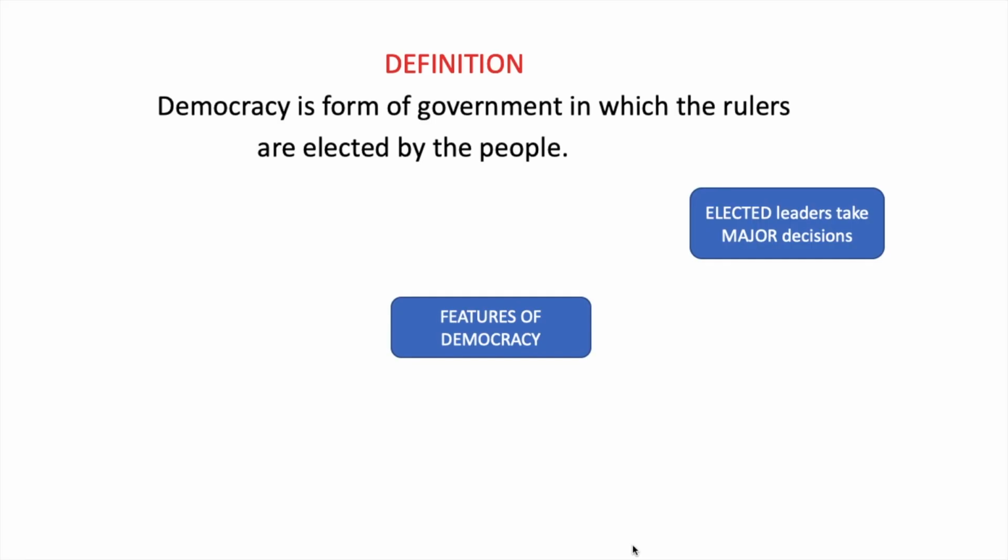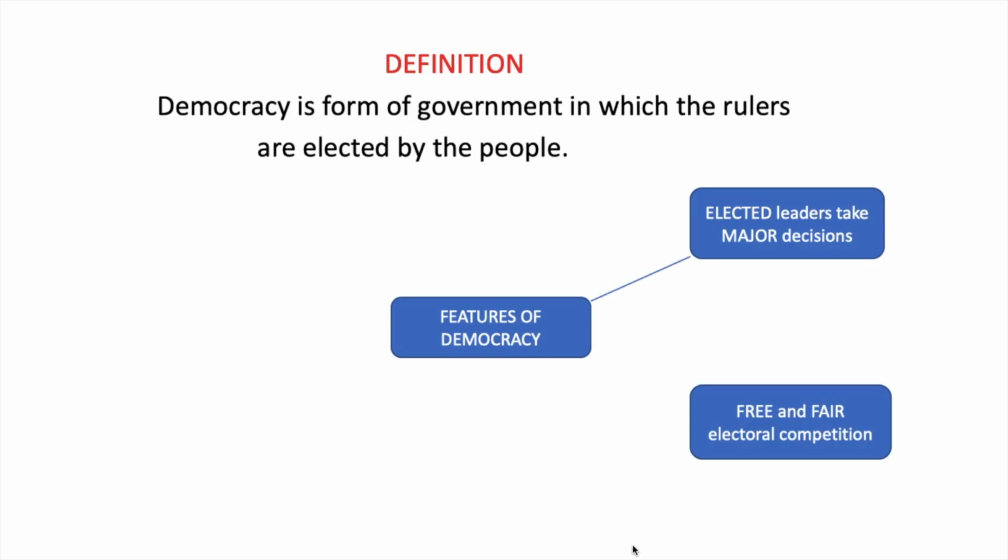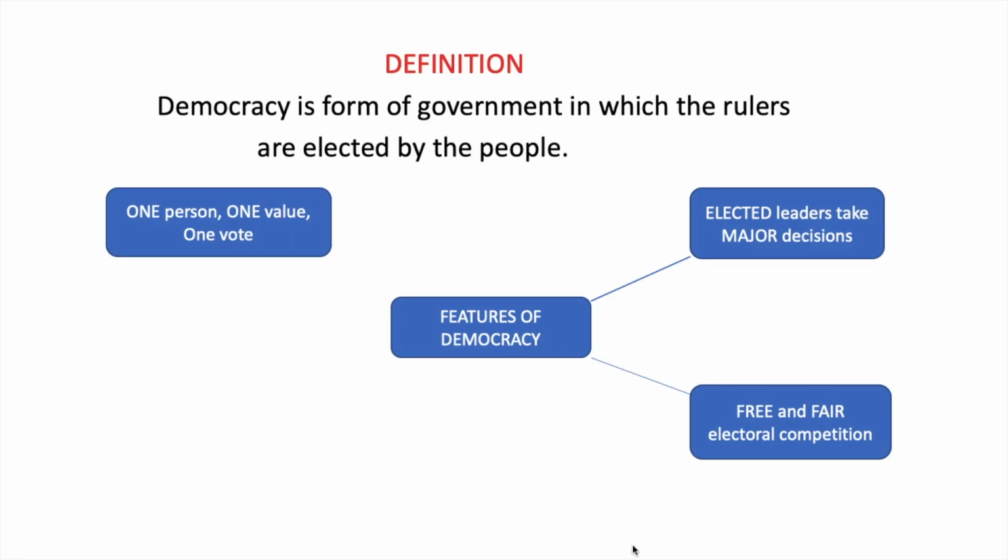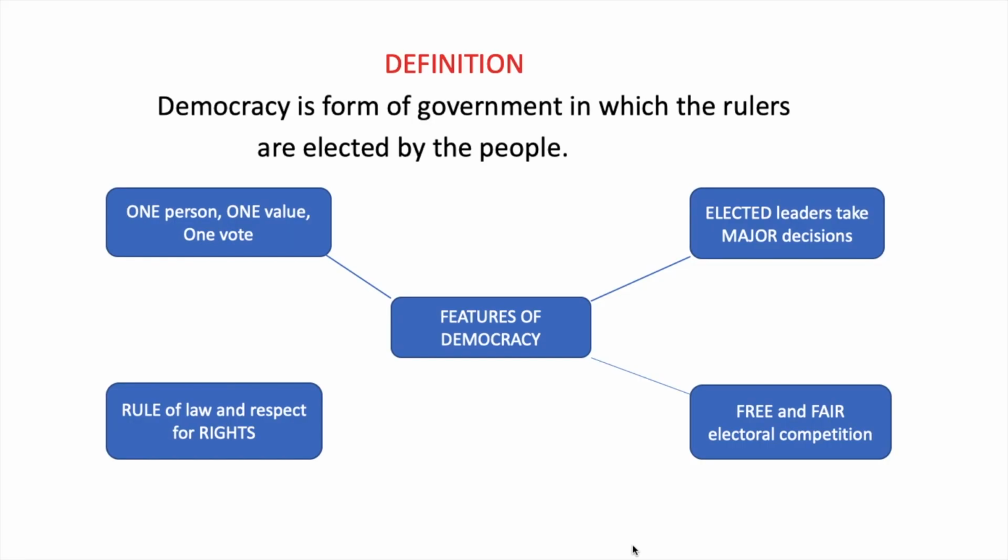First feature, elected leaders take major decisions. Second, free and fair electoral competition. Third, one person, one value, one vote. Fourth, rule of law and respect for rights. So let's take our discussion further.